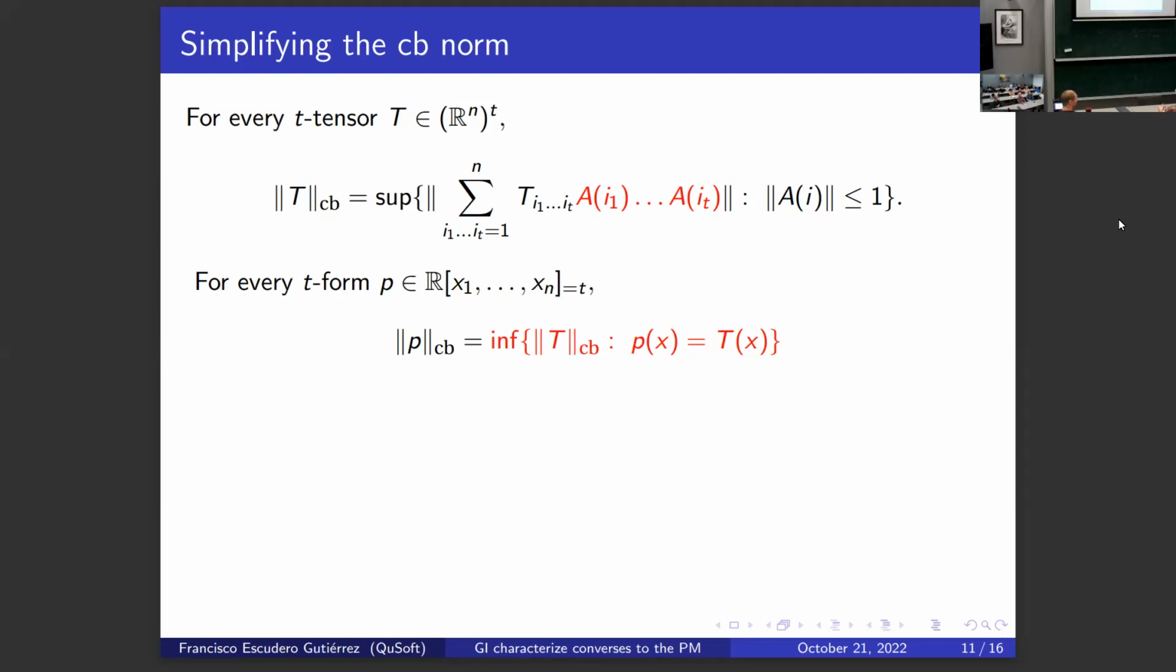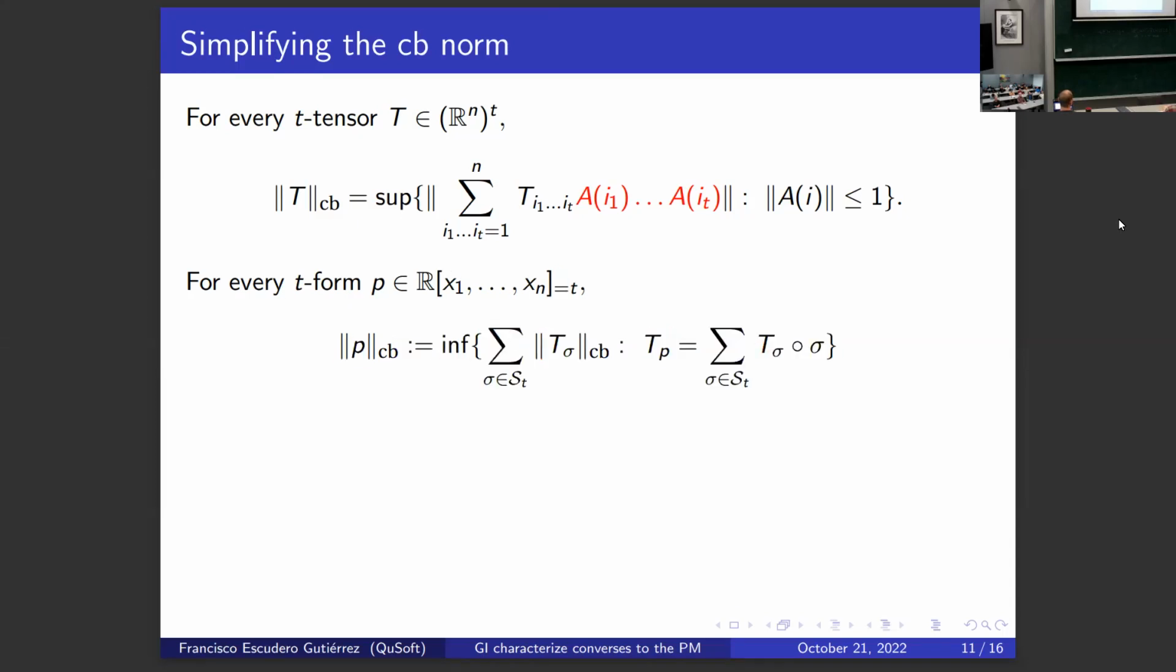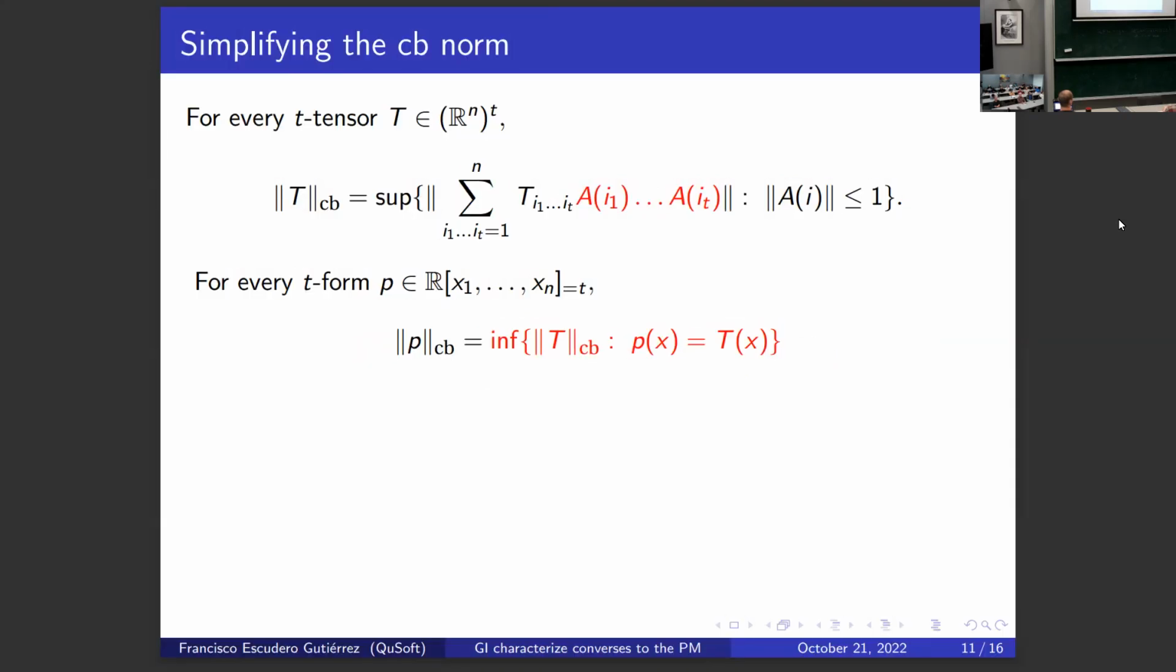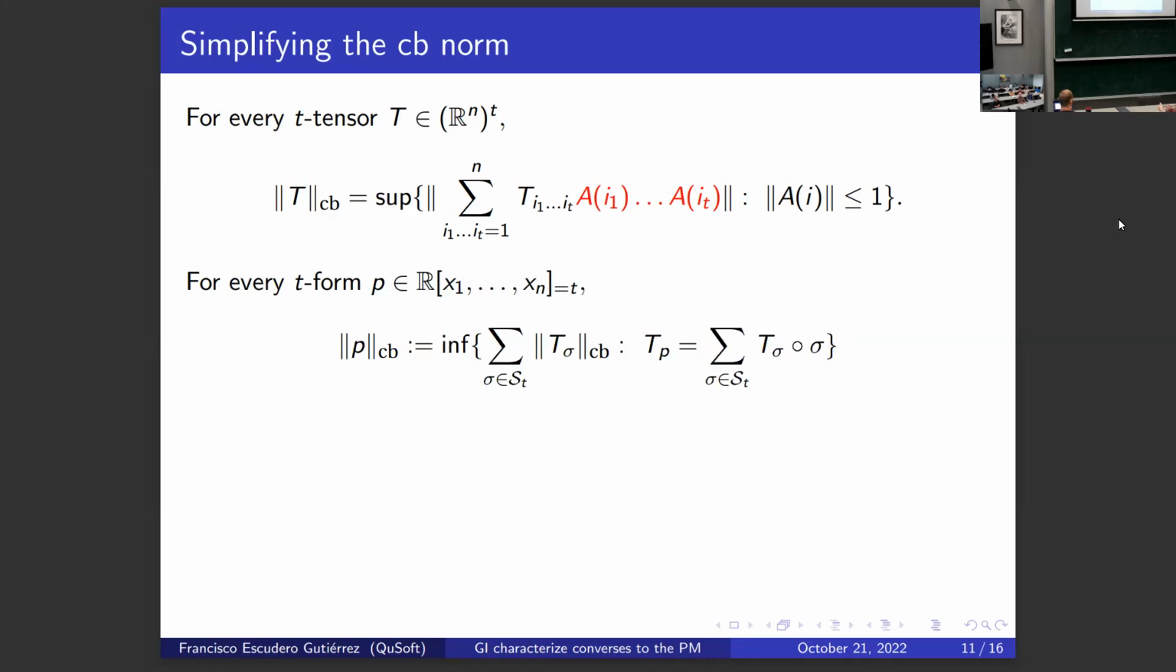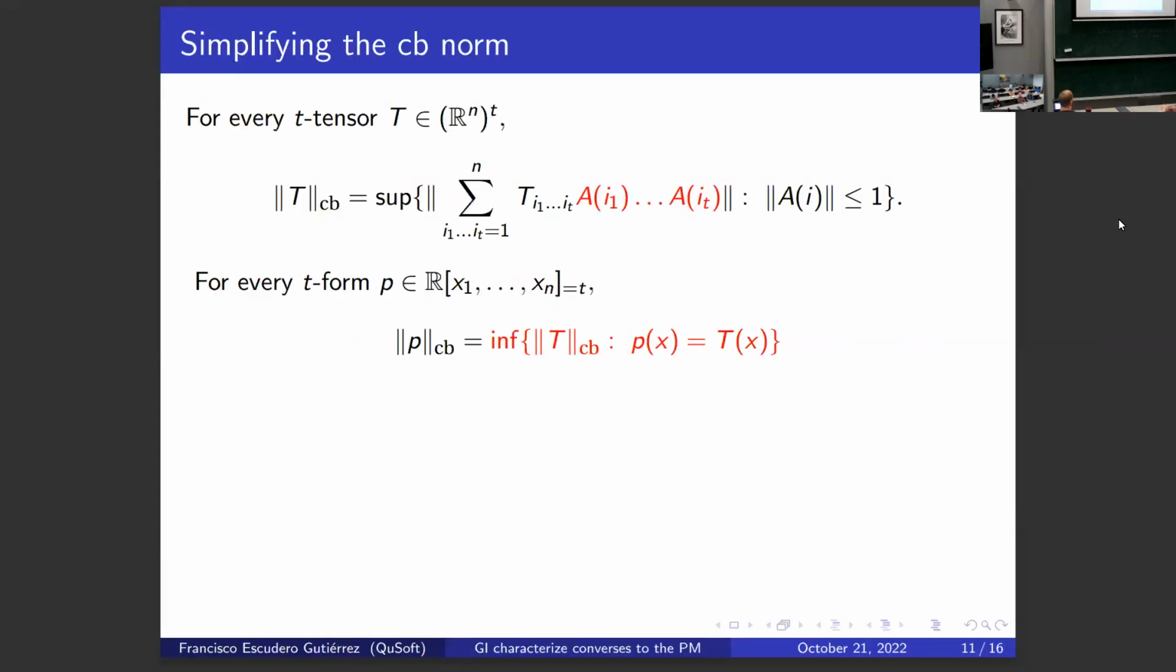Why is the completely bounded norm of a tensor easier than that of a polynomial? I mean, you said this is easier to work with. You said there's an advantage in this aspect. No, what I mean is that there is an advantage using this formula. Oh, you're not saying that this formula has an advantage over the original tensor. You're not saying that this formula is easier than the original formula for the CB norm of P. Yeah, I'm claiming that this is easier.